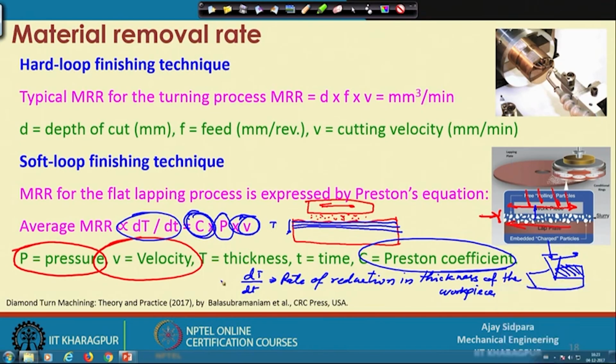So, now you can see here, this is actually not more predictable. Here we are talking about the average MRR, and here it is predictable because we are fixing all these three parameters, which is not possible here. So, in our hand, what we can control is the pressure, how much load we can put, and then the velocity. The rest of the things are random, because some particles will indent, some particles will not indent at all, and these are the things which make this particular soft loop finishing process more unpredictable.